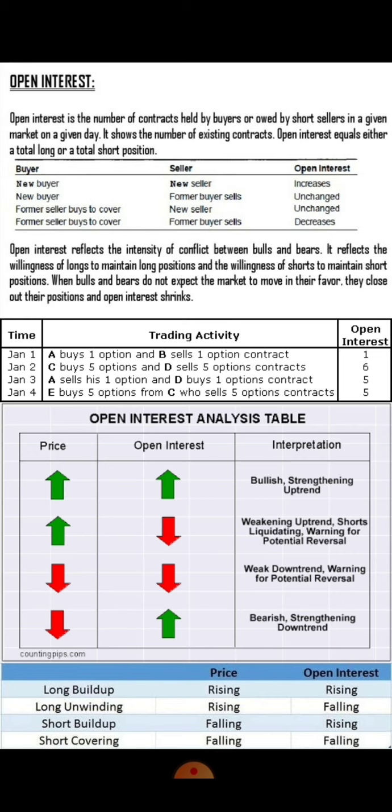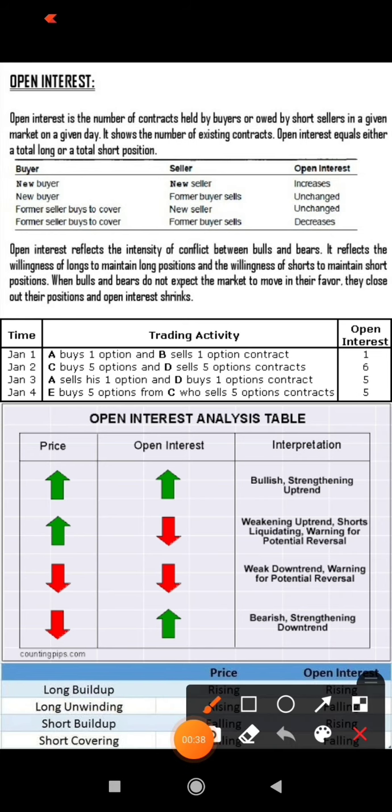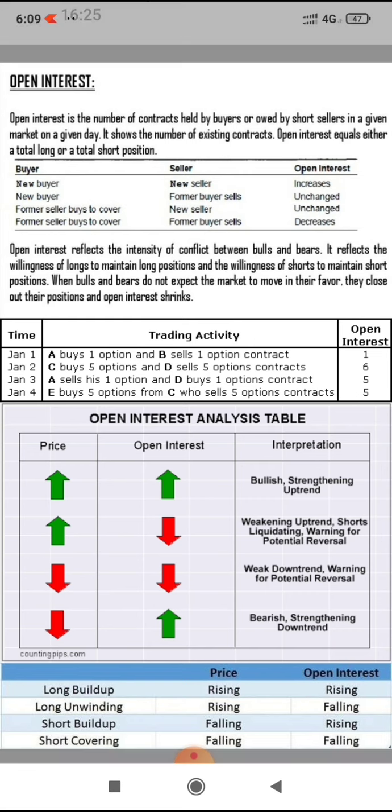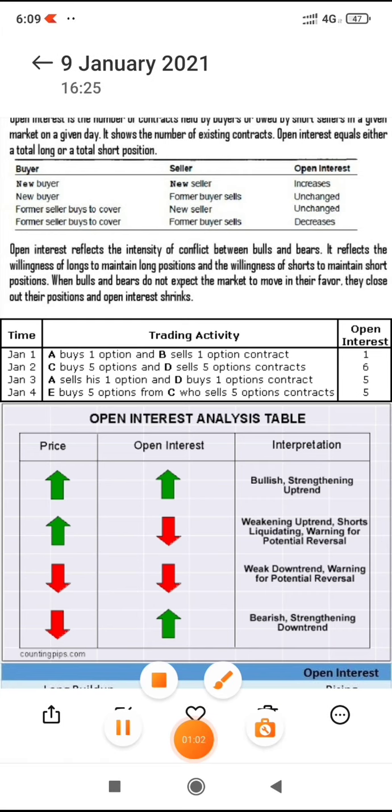Open interest signifies the total number of contracts held by the buyers and the short sellers in a particular script on a particular day. Open interest is just a number, which is equal to the total number of longs or total number of short positions on a particular strike. So how do we read that open interest?